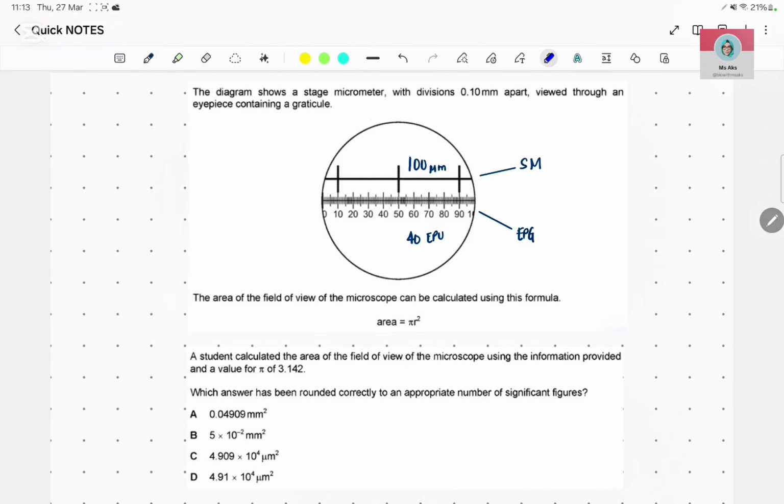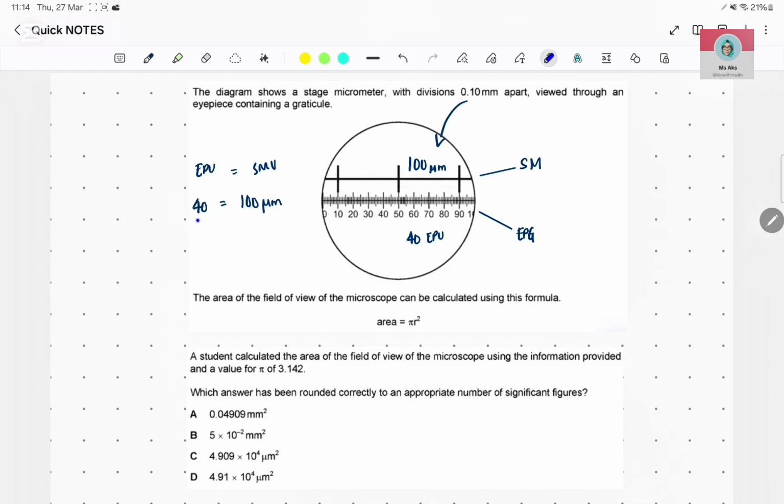So this is an example of how we might be asked about calibration. This is from paper 1. The diagram shows a stage micrometer with divisions 0.1 millimeters apart, viewed through an eyepiece graticule. Hopefully you can recognize that at the top is the stage micrometer, and at the bottom is the eyepiece graticule. They have already told us the value of each division, so each division here is equivalent to 100 micrometers. Let's calibrate that first. We have 40 eyepiece units, which equals 100 micrometers, which is 1 SM unit.